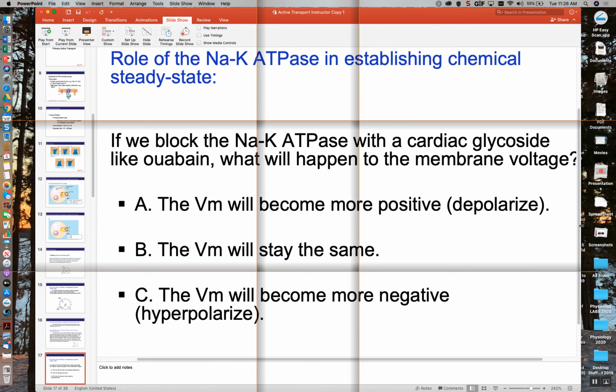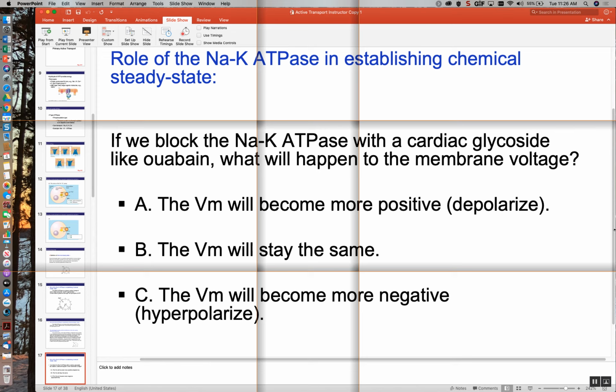I think it'll take too long to do the Top Hat. Remember what we're talking about here. This is electrogenic. So what's going to happen is A, the membrane voltage is going to become more positive inside. It'll depolarize. Or will membrane voltage stay the same? Or will it hyperpolarize, become more negative? So what we're talking about here is with every turn of the pump, something happens, and we're inhibiting this. What's going to happen to membrane voltage if we add this drug?